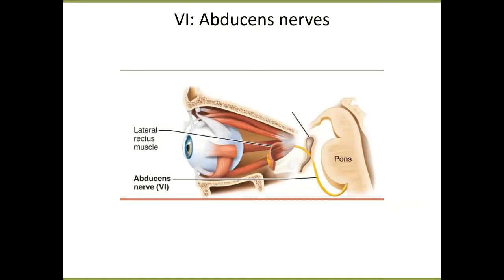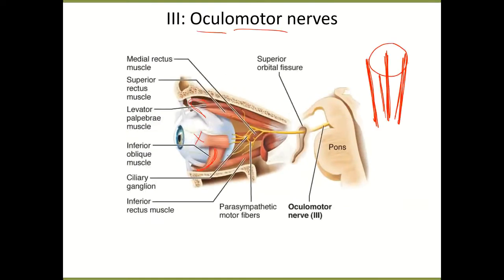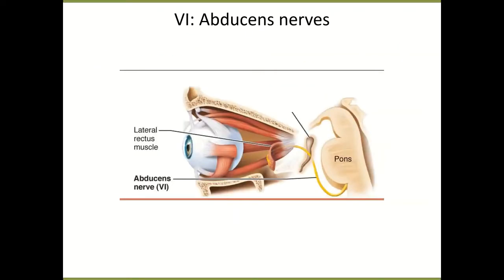Let's move on to the abducens nerve, number 6. So number 6 is kind of like number 4 and number 3. So 3, 4, and 6 all control these extrinsic eye muscles. Yes, we're back to the eye again. So number 6 controls just one of these. Just like the trochlear controlled one of these, the abducens also controls one of these. Who controls the other 4? Oculomotor.